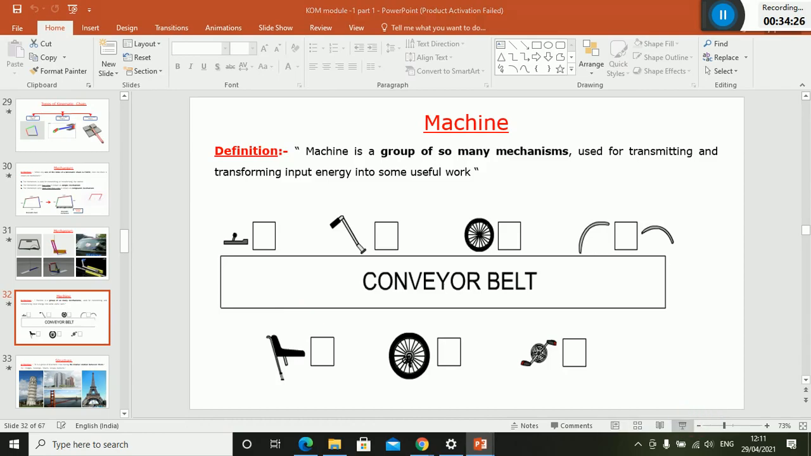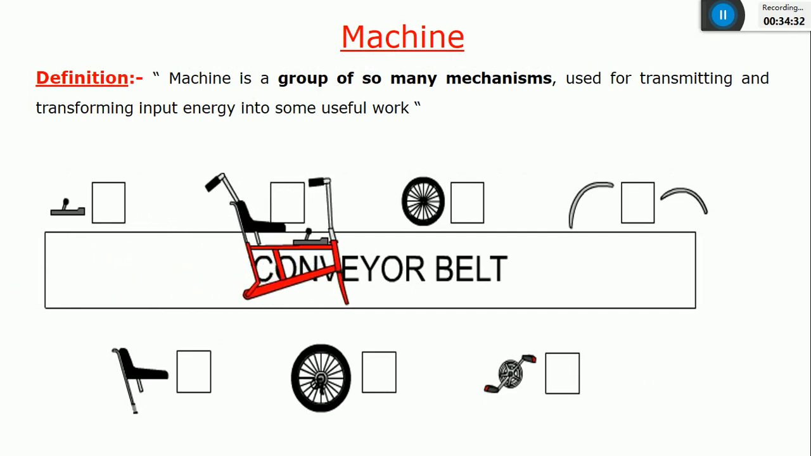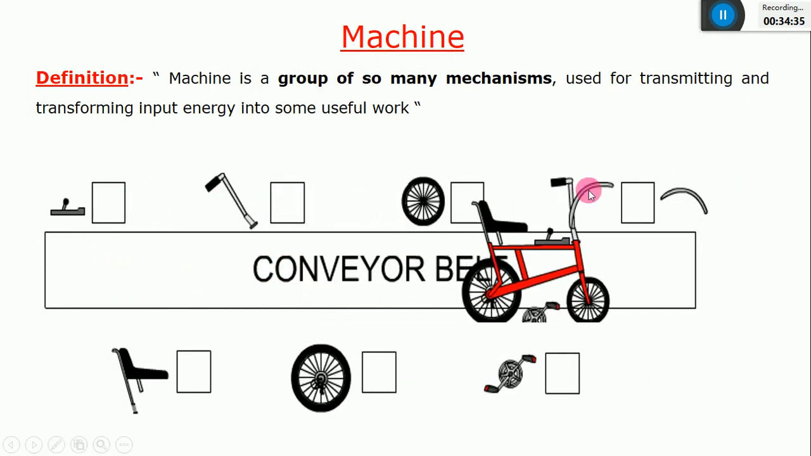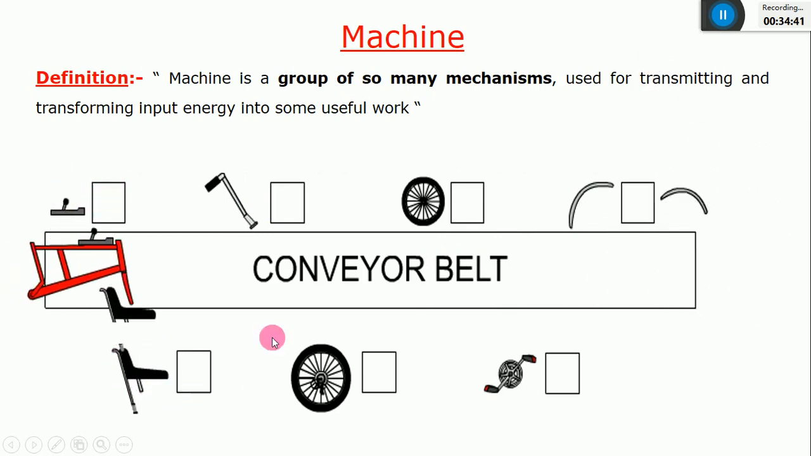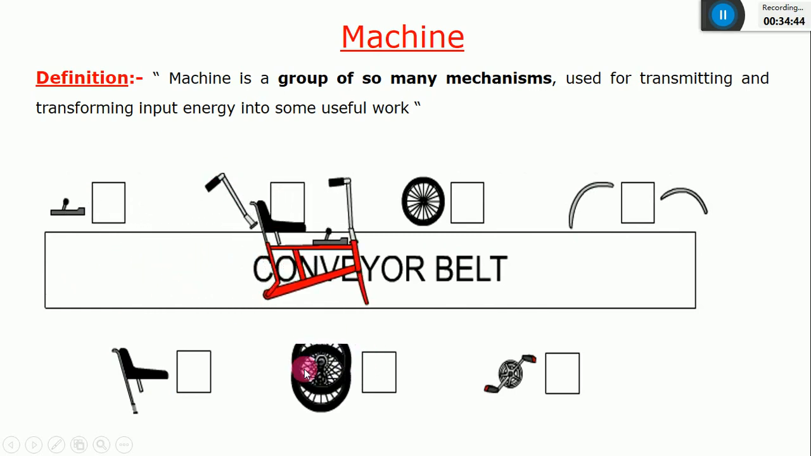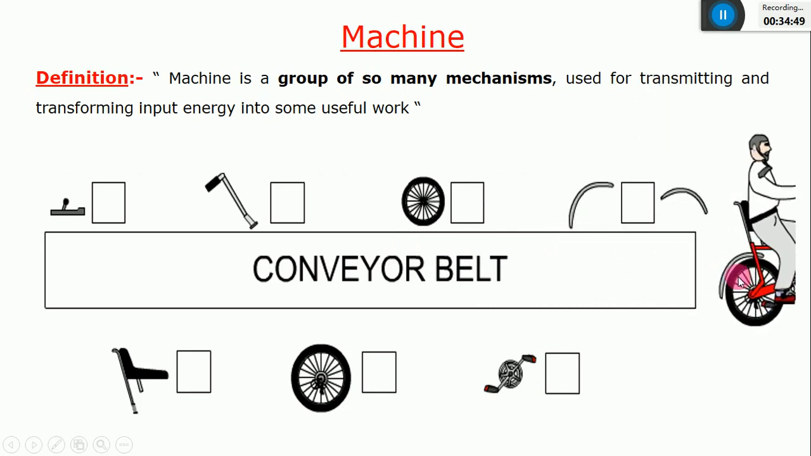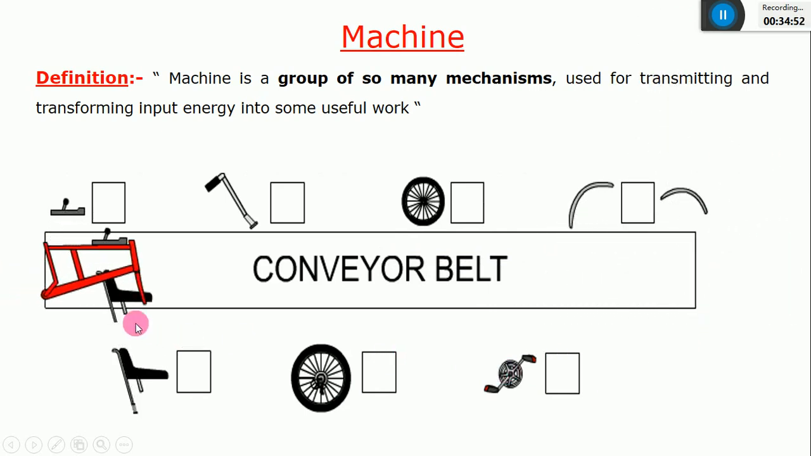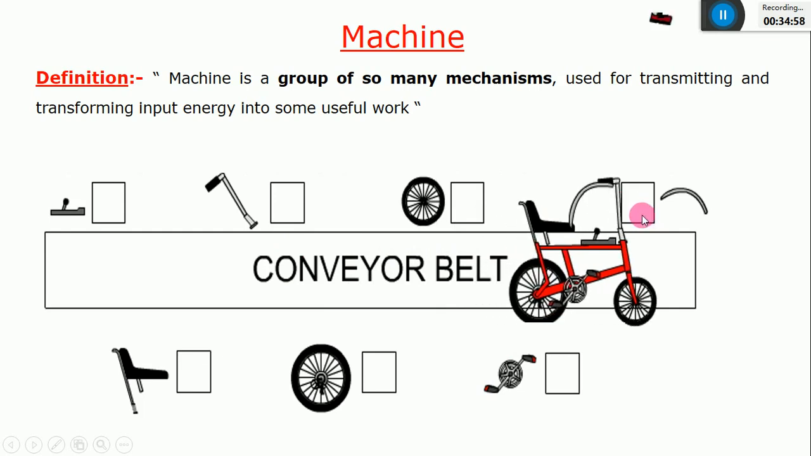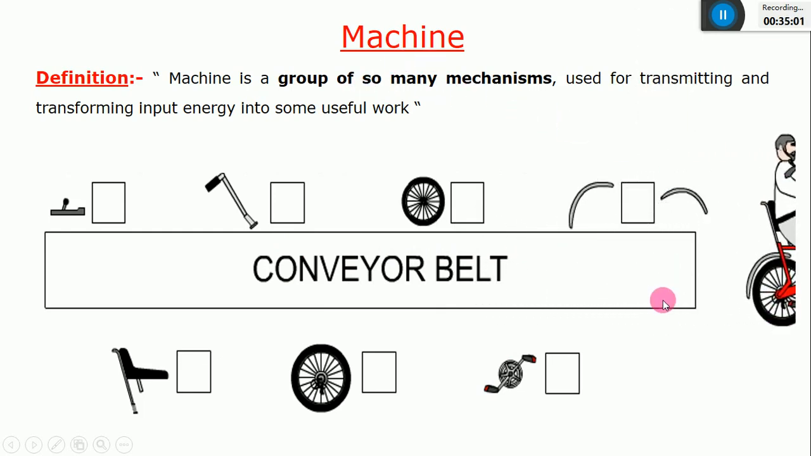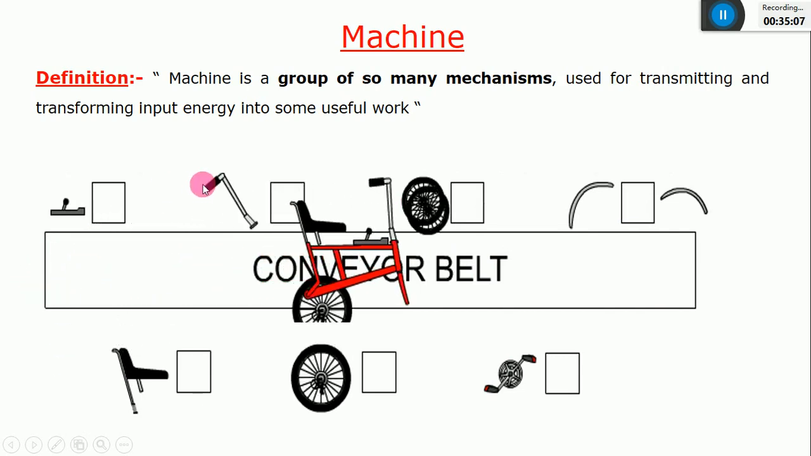Just see this animation. So it is a bicycle. It is a group of so many mechanisms. First is, I think, the braking mechanism, seating mechanism, steering mechanism, and wheeling mechanism, you can say. And there is a chain and sprocket to transfer the motion from the foot pedal towards the wheel. So it is a group of so many mechanisms. So I can call it a machine. It's used to do some useful work. So I think this is clear. What is a machine?